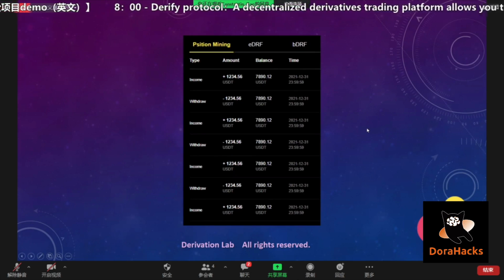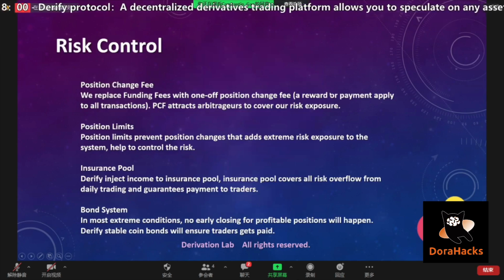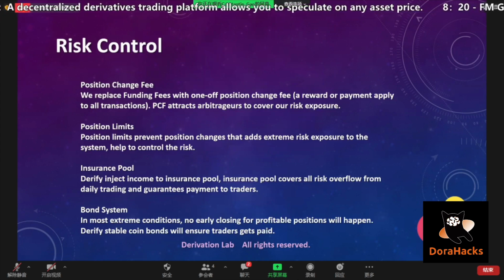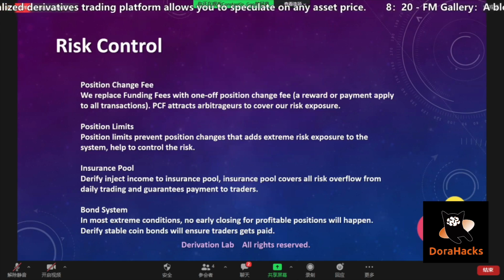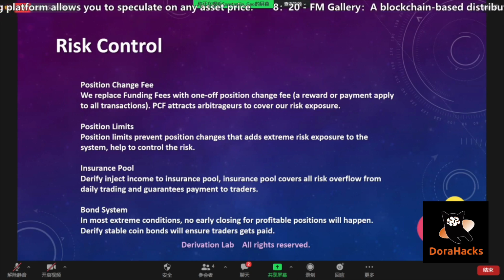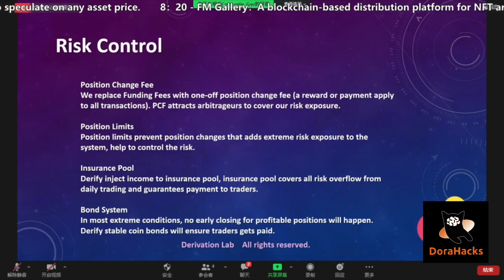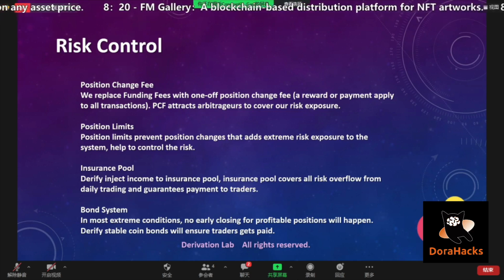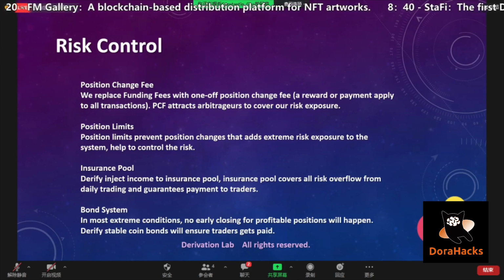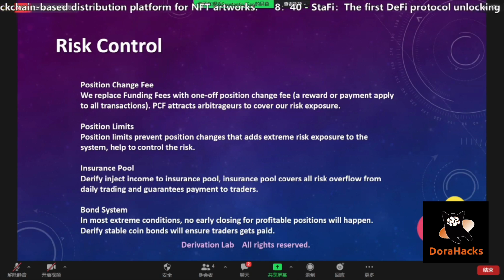of earning rewards. The best part of Derify is that we have 4 layers of risk control, which is better than maybe almost all the DEXs on the market. Firstly, we have the position change fee, which is more like a dynamic risk control system when people are trading. Then we have position limits, where the system will automatically restrict you from opening extreme positions. For example, if there's only a million in the position pool, you will not be allowed to open a 1 billion long or short position, because there's too much risk for everyone.